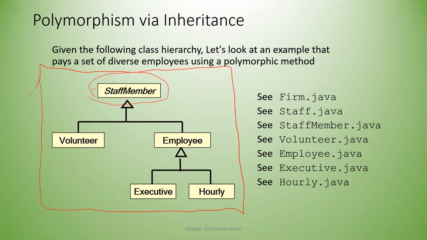Okay, super parent. Who's the parent of staff member? Everybody. Object. Yes, object is the parent of staff member, and employee is the parent of these two, but employee is also the child of these two. So executive, if staff member has some methods, can executive use the methods in staff member? Yes or no?